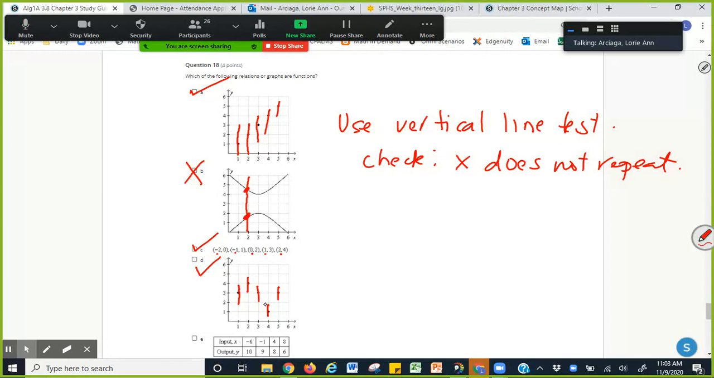This one, -6, that's the input or the x. -1, 4, 8. It's not repeating, so that's a function. So we have A, C, D, E.